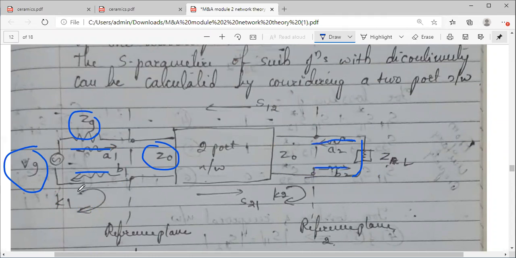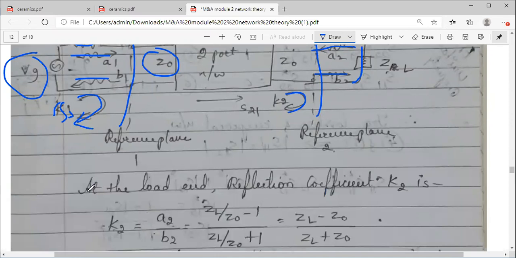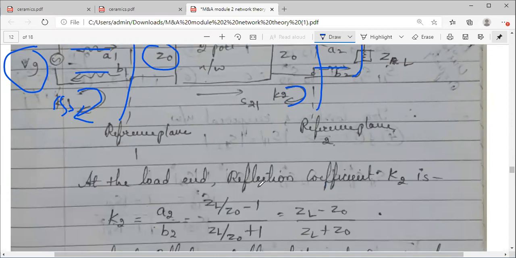Fine. And for port 1, K1 is the reflection coefficient. You can take tau1 also. And K2 is the reflection coefficient of the second port. And these are the two reference planes. So this is the figure, what all it is depicting. Now let us start. We know already about this. The reflection coefficient, I'm talking about K2, which is given by the incident wave by reflected wave.